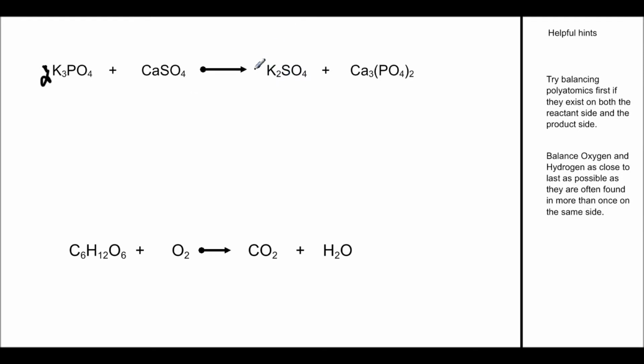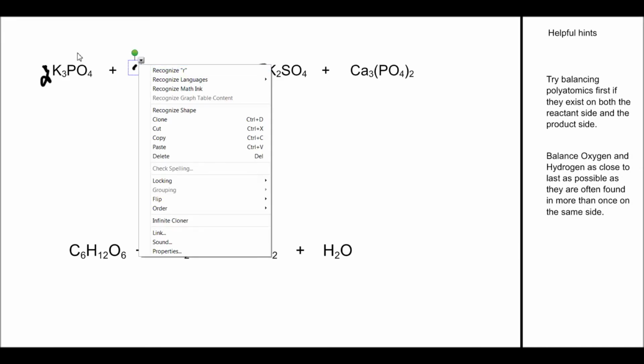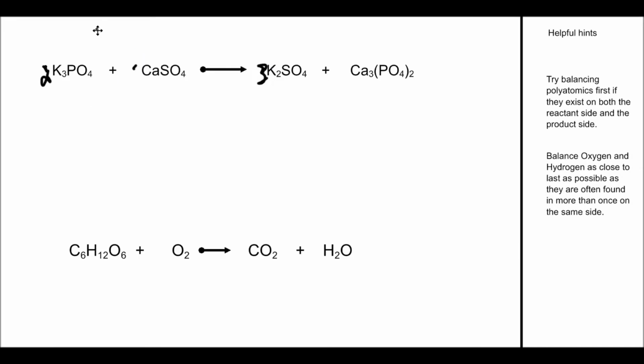Well, I'm missing a 3 here. If I put a 3 here as a coefficient, that gives me 3 times 2, 6 potassium. What I have also done, however, is I've changed the number of sulfates. So here I now have 3 sulfates. Here I only have 1, which means we're going to put a 3 here in order to fix that up.